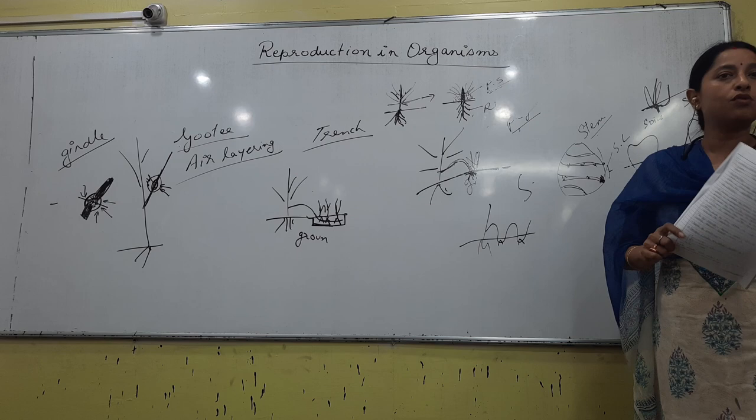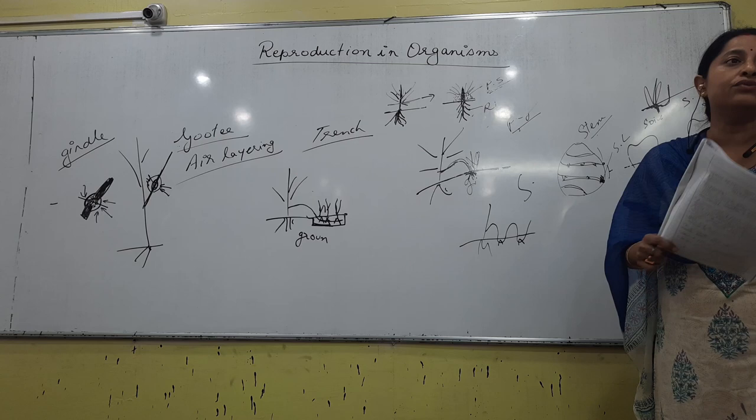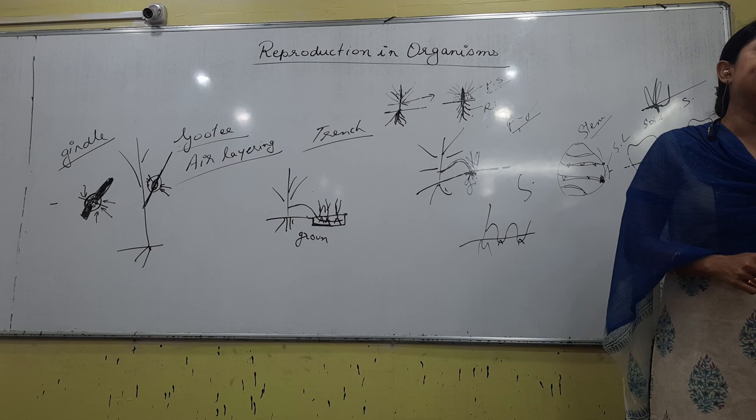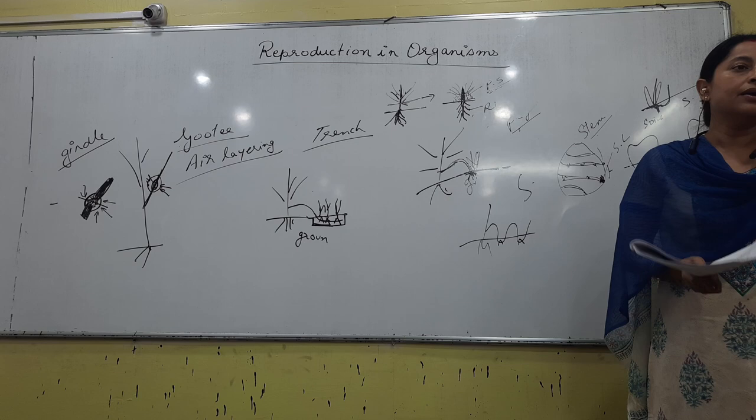The part that you have brought from another plant is called a scion, and the rooted portion is called a stalk. Next, grafting is possible only in those plants that have a cambium, and cambium is present only in dicots, so grafting is possible only in dicots. In monocots, grafting cannot be done because there is no cambium, right?